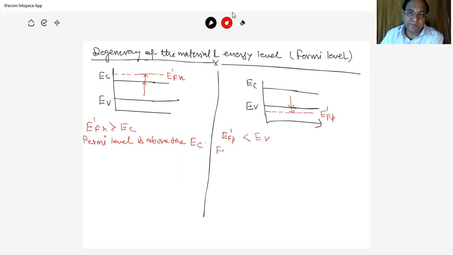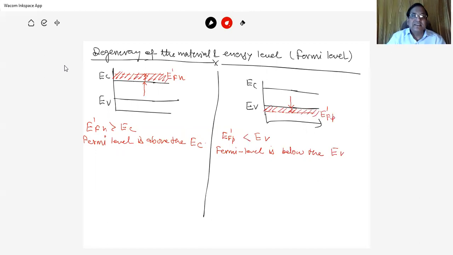Fermi level is below the EV, below the valence band. So two situations are created: one where the Fermi level goes above the conduction band, and the other where the Fermi level comes below the valence band, below the valence energy level. So these two cases are known as degenerate cases.